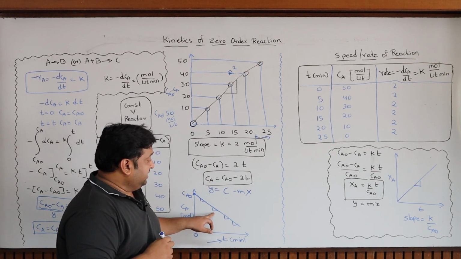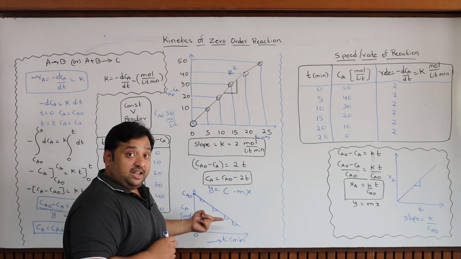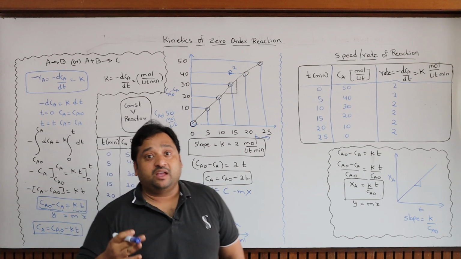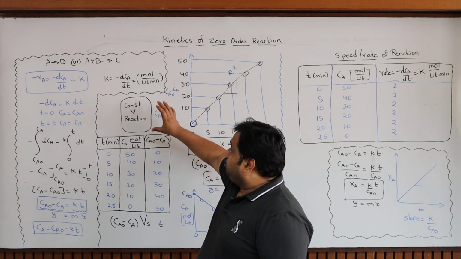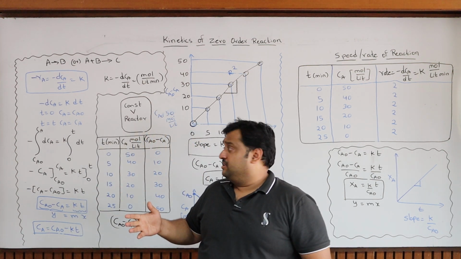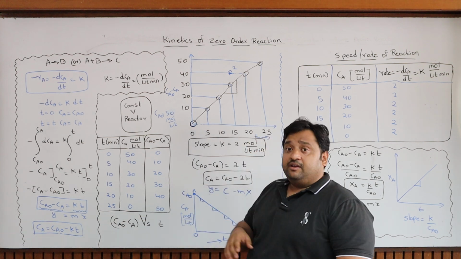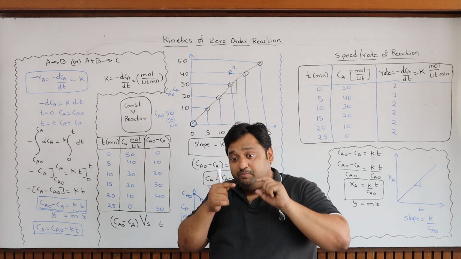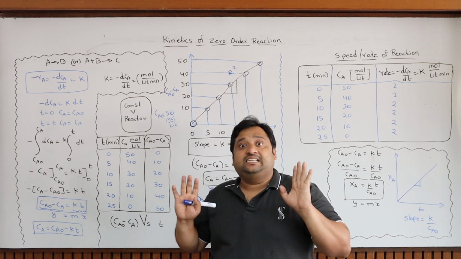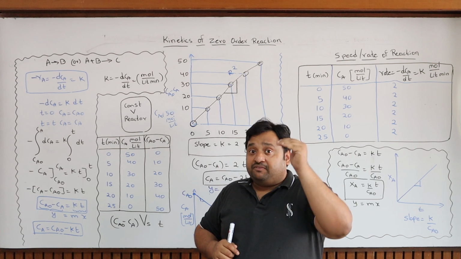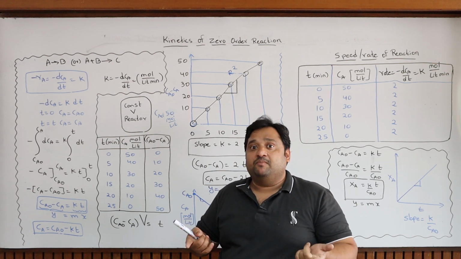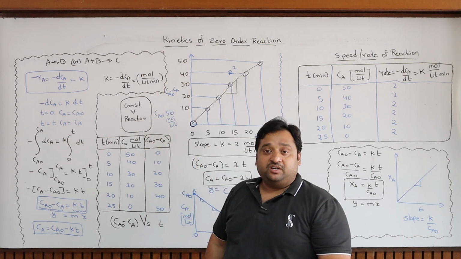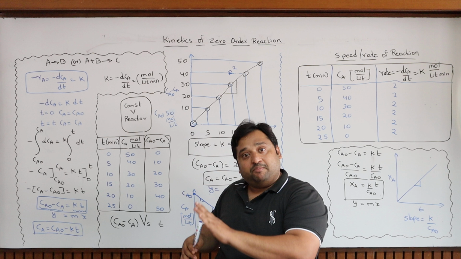If the slope is constant everywhere on this particular line, that means the speed of the reaction is the same everywhere. Assuming I have a reactor, any reactor, the speed of the reaction at the beginning is equal to the speed of the reaction at the later stage. That means whether it is a 50 mole per liter concentration or 25 mole per liter concentration, the speed at which the reaction happens is the same.